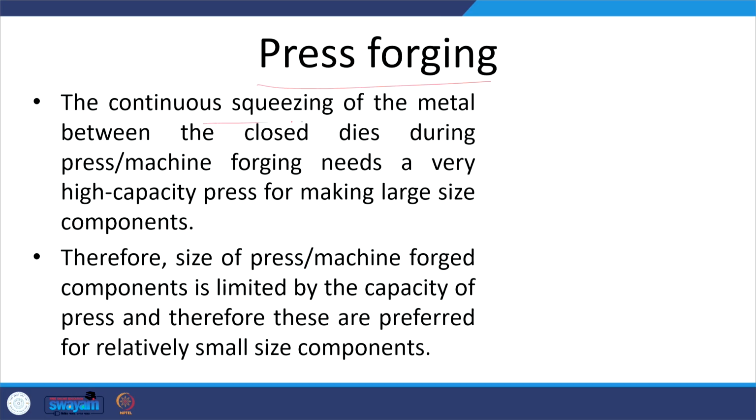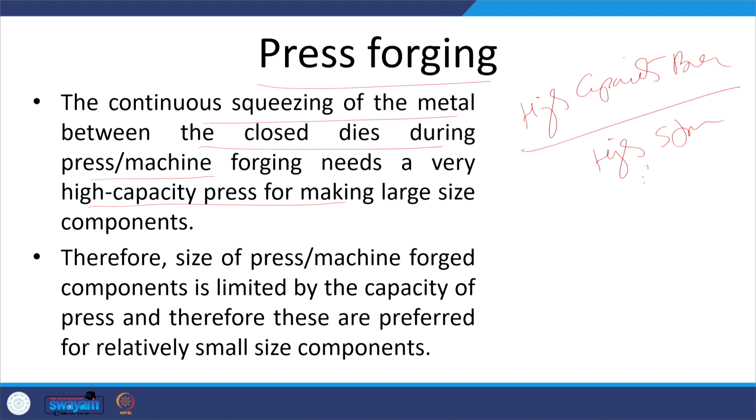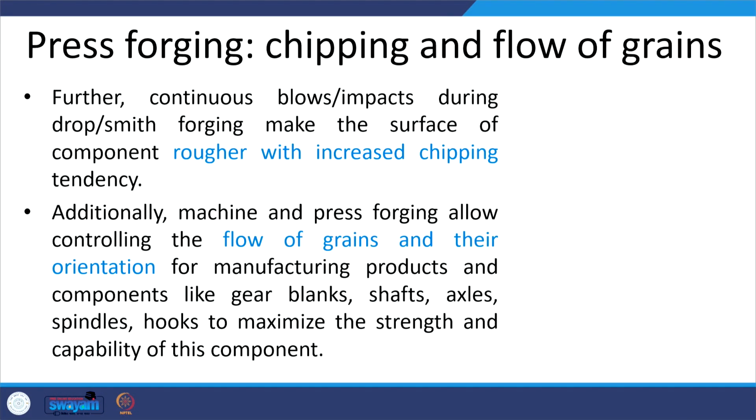As I have said, in press forging, continuous squeezing of the metal between the closed die during machine or press forging needs a very high capacity press, to apply the high stresses and facilitate the flow of the material. Because of this requirement of high capacity presses, the size of component that can be made by press forging is limited. For making a large size component using press forging, it will require very high capacity presses, which may not be available. Therefore, the size of the press or machine forged component is limited by the capacity of the press, and machine and press forging is particularly preferred for making small size components, because we need very high capacity presses for forging.